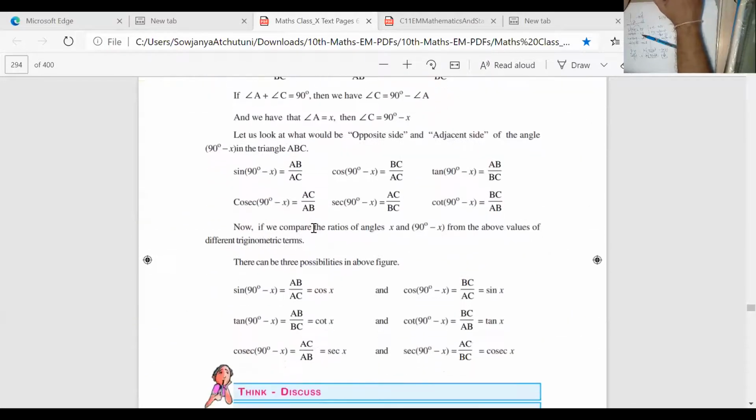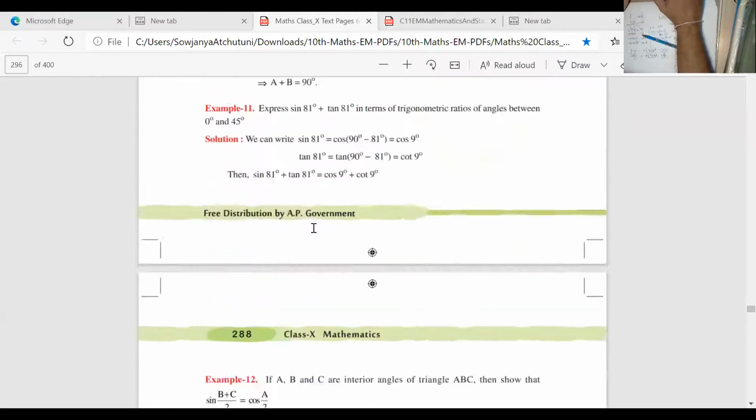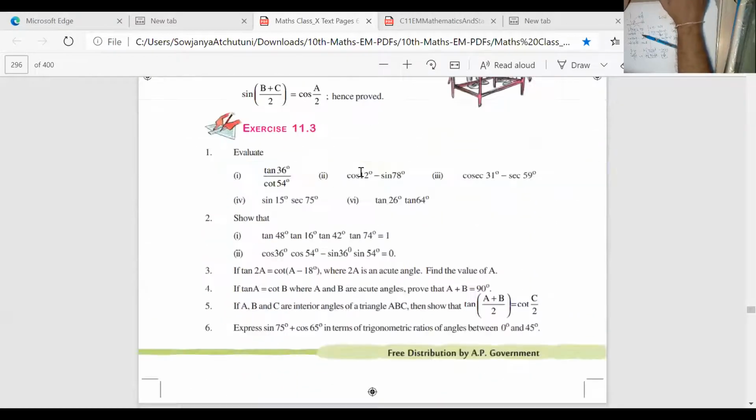So based on complementary angles, let us do exercise 11.3. What is tan 36 by cot 54? Tan 36 itself is cot 54 because 90 minus 36 is 54. So they get cancelled, it is 1. Similarly here, cos 12 is sin 78, so they get 0. Here also same. Cosecant 31 is secant 59, so they get 0.